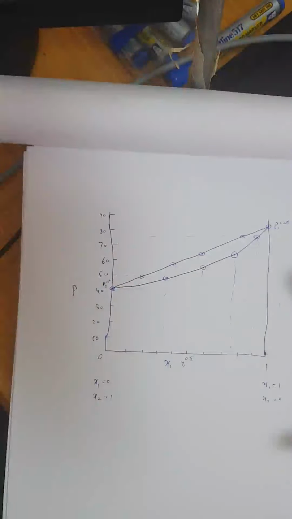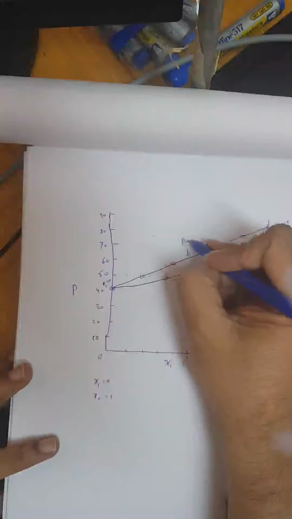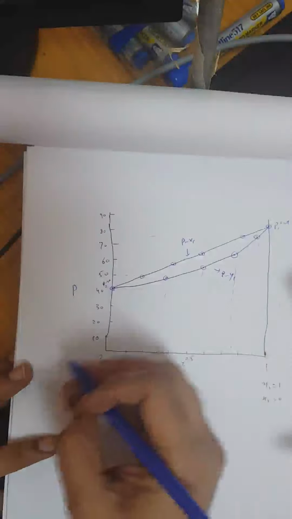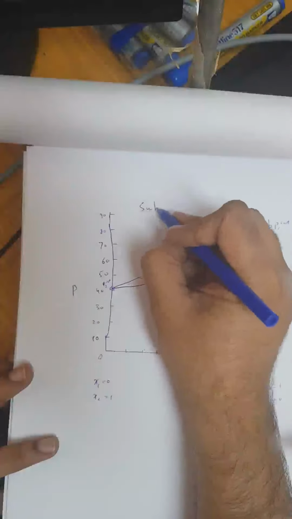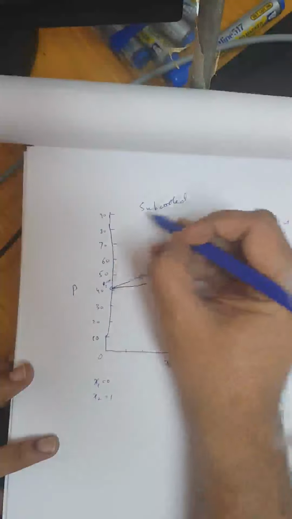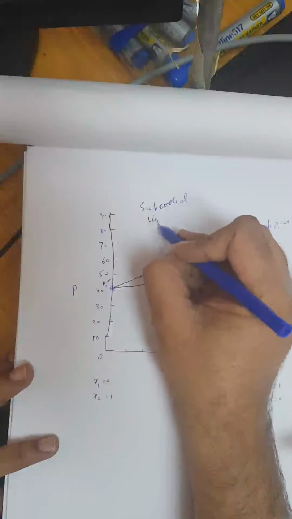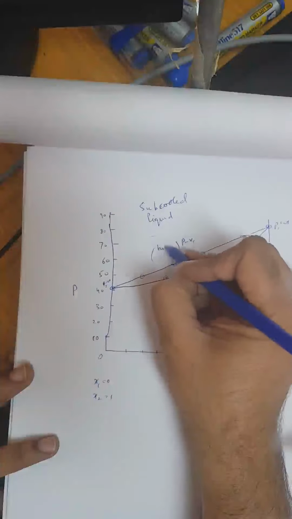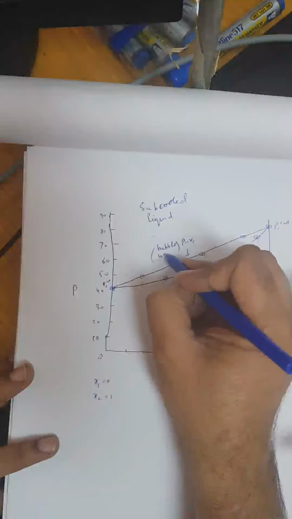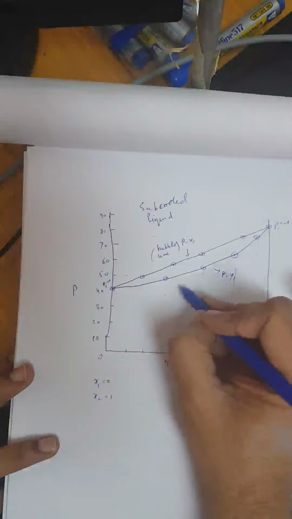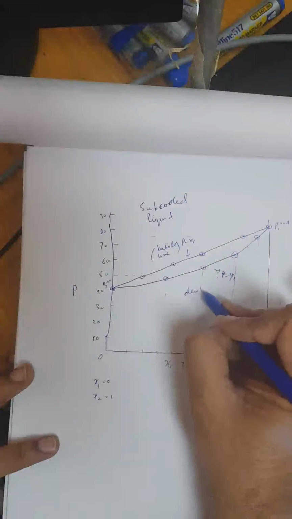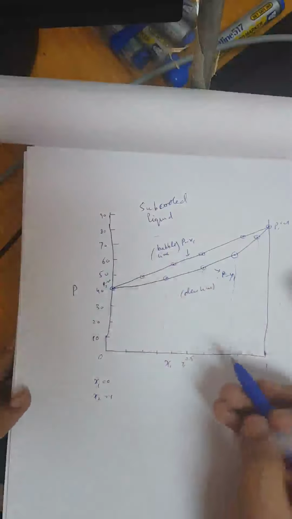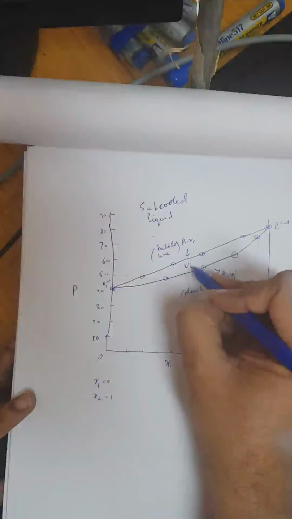So this is how we can plot. Then you have labels. This is px1, this is py1, and this is the subcooled liquid. This is the bubble line. This is the dew line. A saturated liquid, saturated vapor, saturated liquid, and this is VLE.